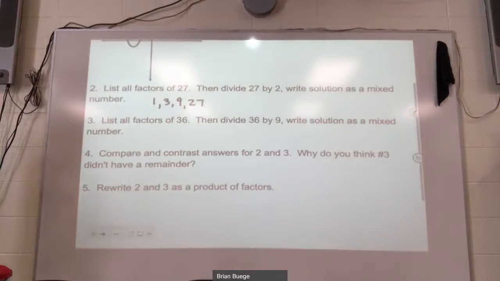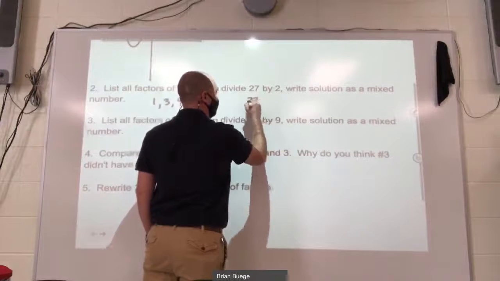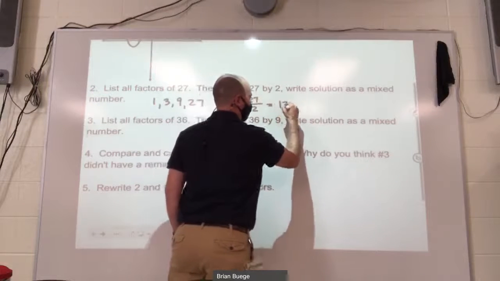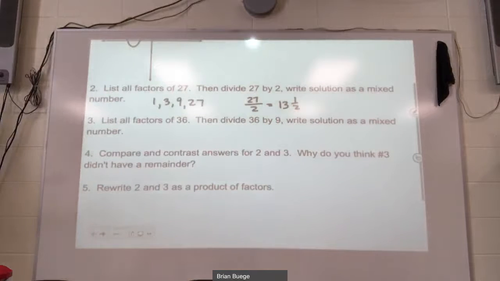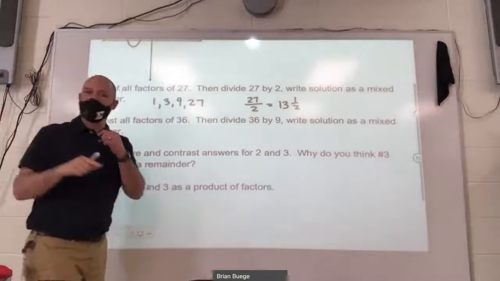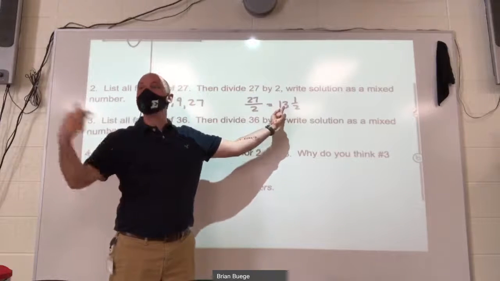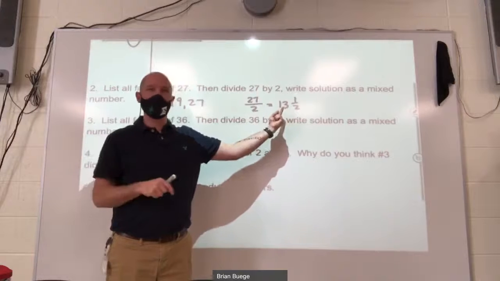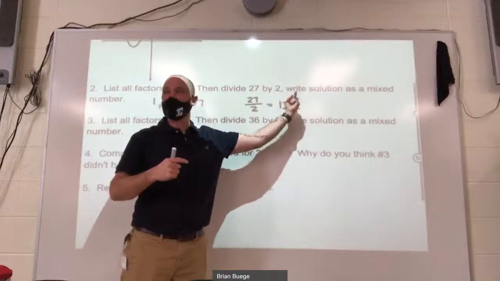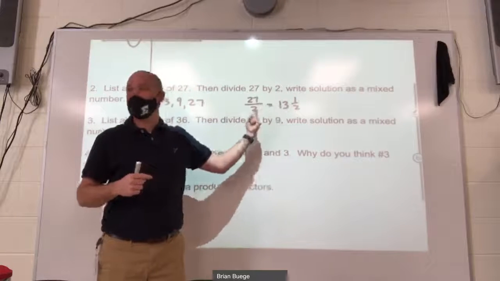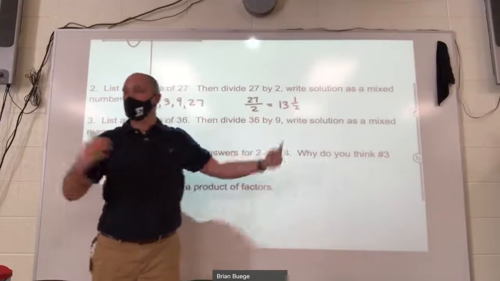Then when it says to divide 27 by 2 and write it as a mixed number, here's the idea. 27 divided by 2 is 13 and a half. So it goes in 13 and a half times, but here's what I want you to understand about it from a little bit different perspective. 2 goes in 13 times evenly, and if you remember back to long division, you have a remainder of 1. That's where this 1 is coming from. And we put it back over 2 because that's what I was dividing by. If that was a 5, then my remainder would have been over 5, and so on and so forth.